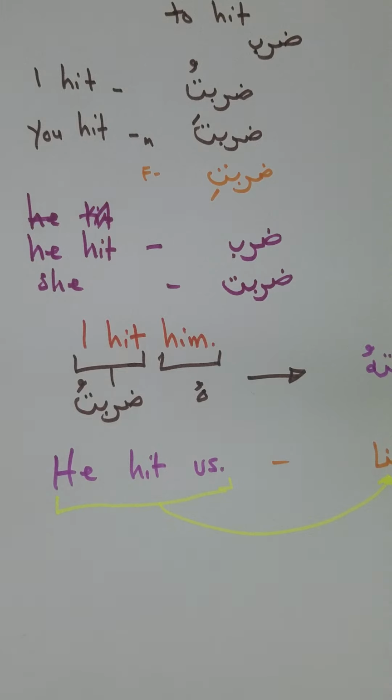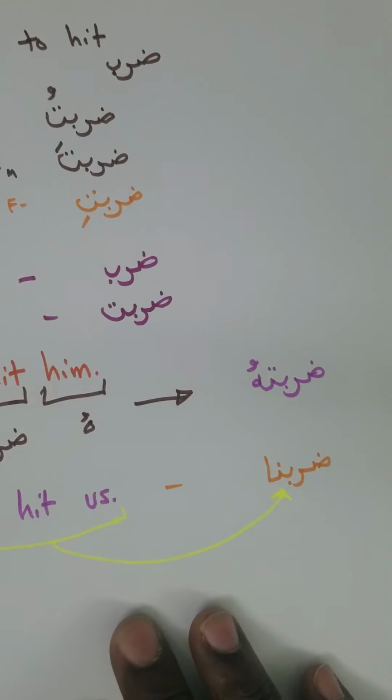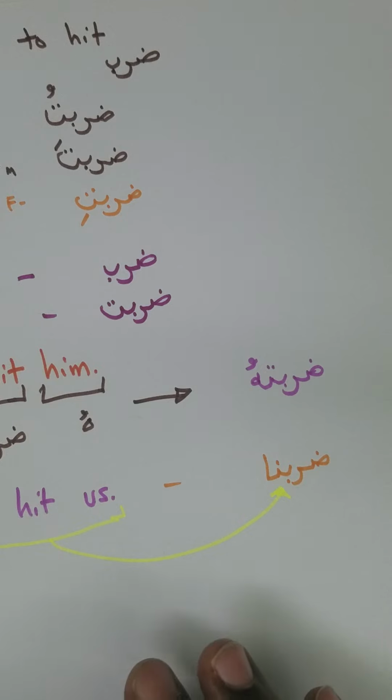So that's it for today. We have seen the plural pronouns when they are appearing as objects of the verb. We saw the singular, and I think it's now time for us to look at the present, and we move ahead.